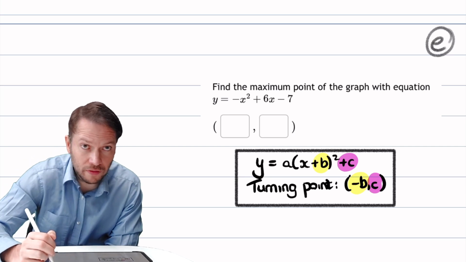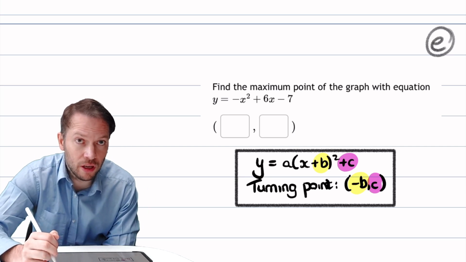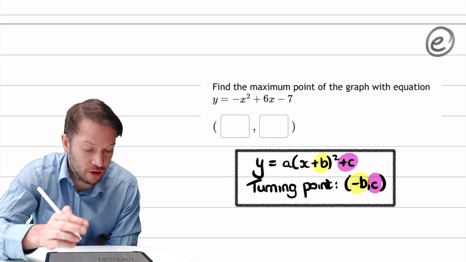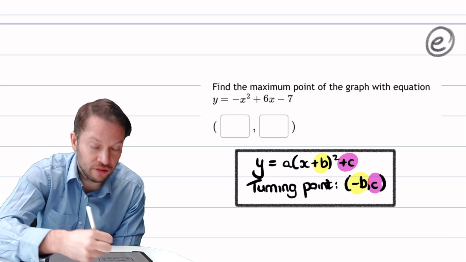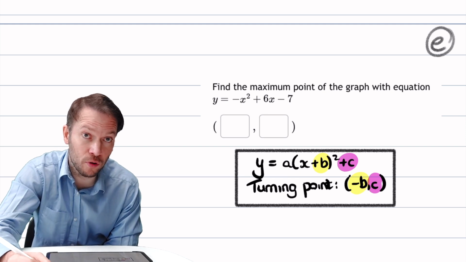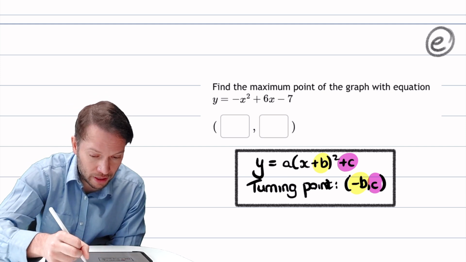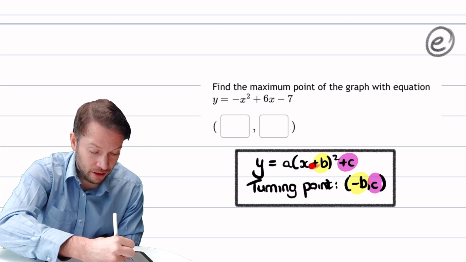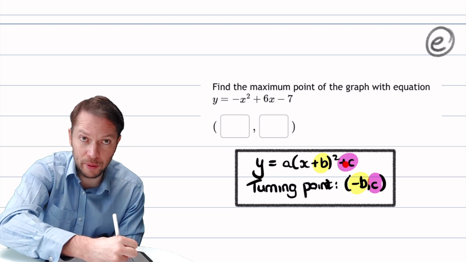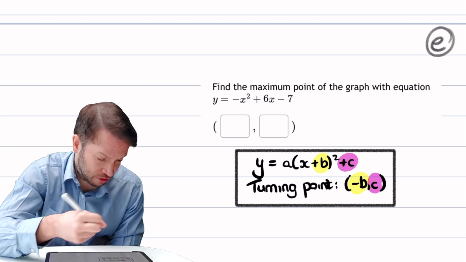Hi, in this video we're going to find the maximum point of a quadratic graph, and we've explored how to do it before, where the quadratic equation is already in something called completed square form, and completed square form just looks like this here. So it's where we have an x in a bracket, then all squared, and then maybe plus some constant after it or subtract some constant.